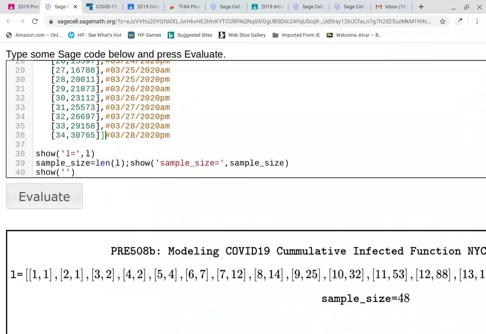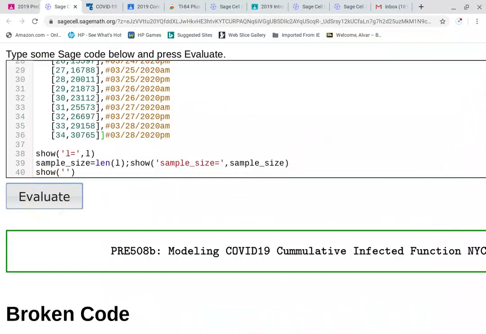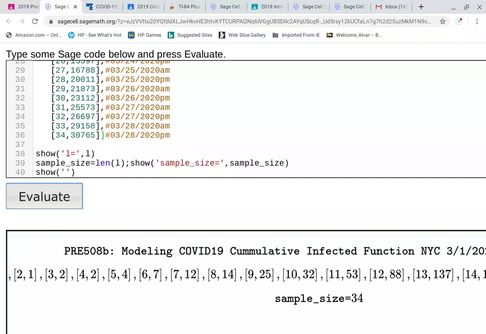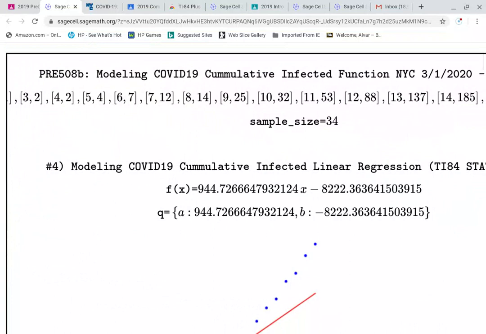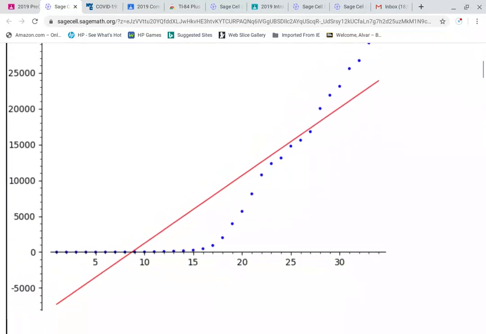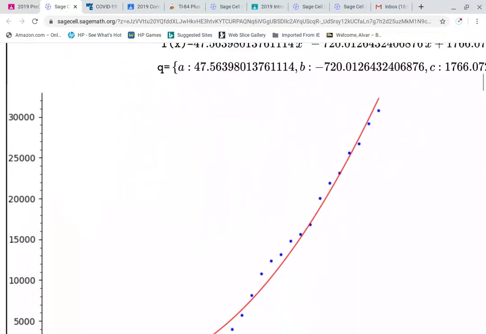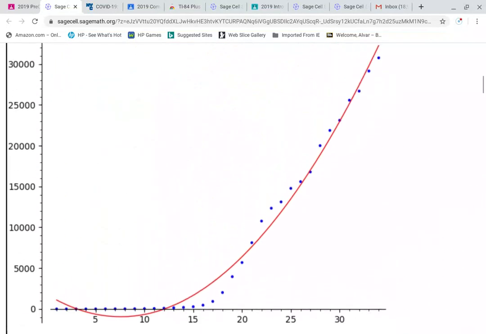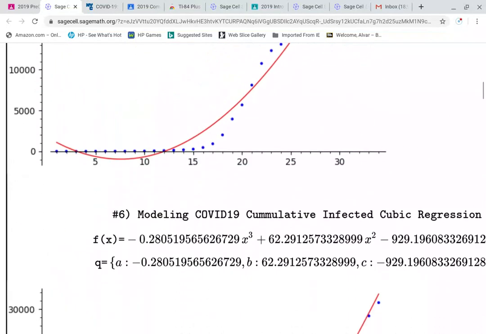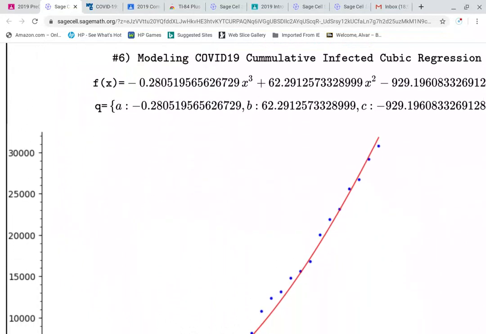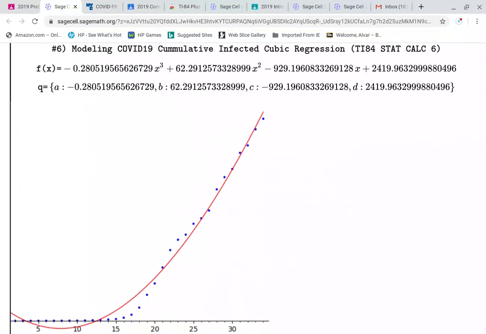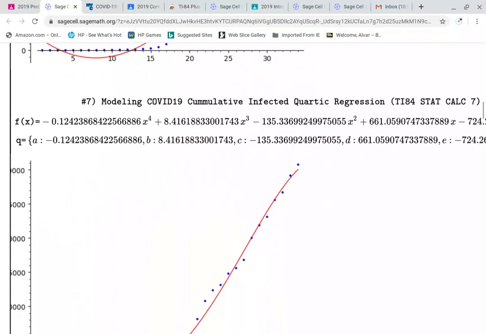And let's run this model with a couple more pieces of data up to the 28th. All right, so sample size now is 34. And so here's my linear model. Here's my quadratic. Notice it's a little more bumpy with the AM. See it? The blue stuff. Here is the cubic regression. Here's the quartic.